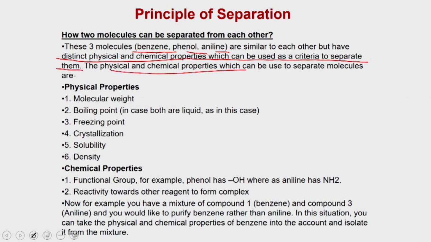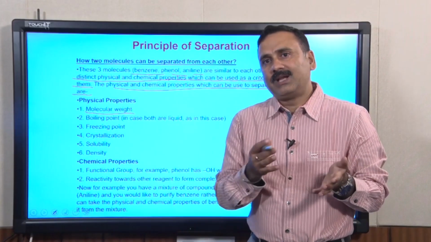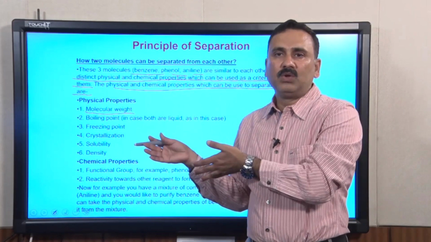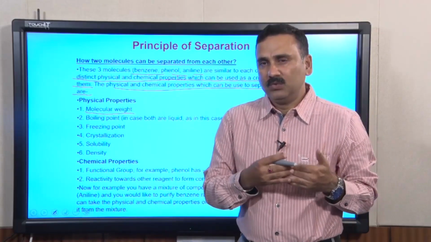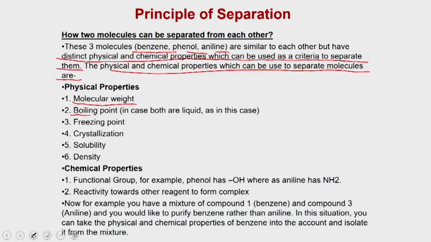The physical and chemical properties which can be used to separate molecules include molecular weight. If the molecules are of different molecular weight, you can exploit that criterion to purify them. If I would like to purify a molecule of molecular weight 40, that is going to exclude all the molecules which are above or below that. That kind of criterion can also be used. Similarly, you can use the boiling point.